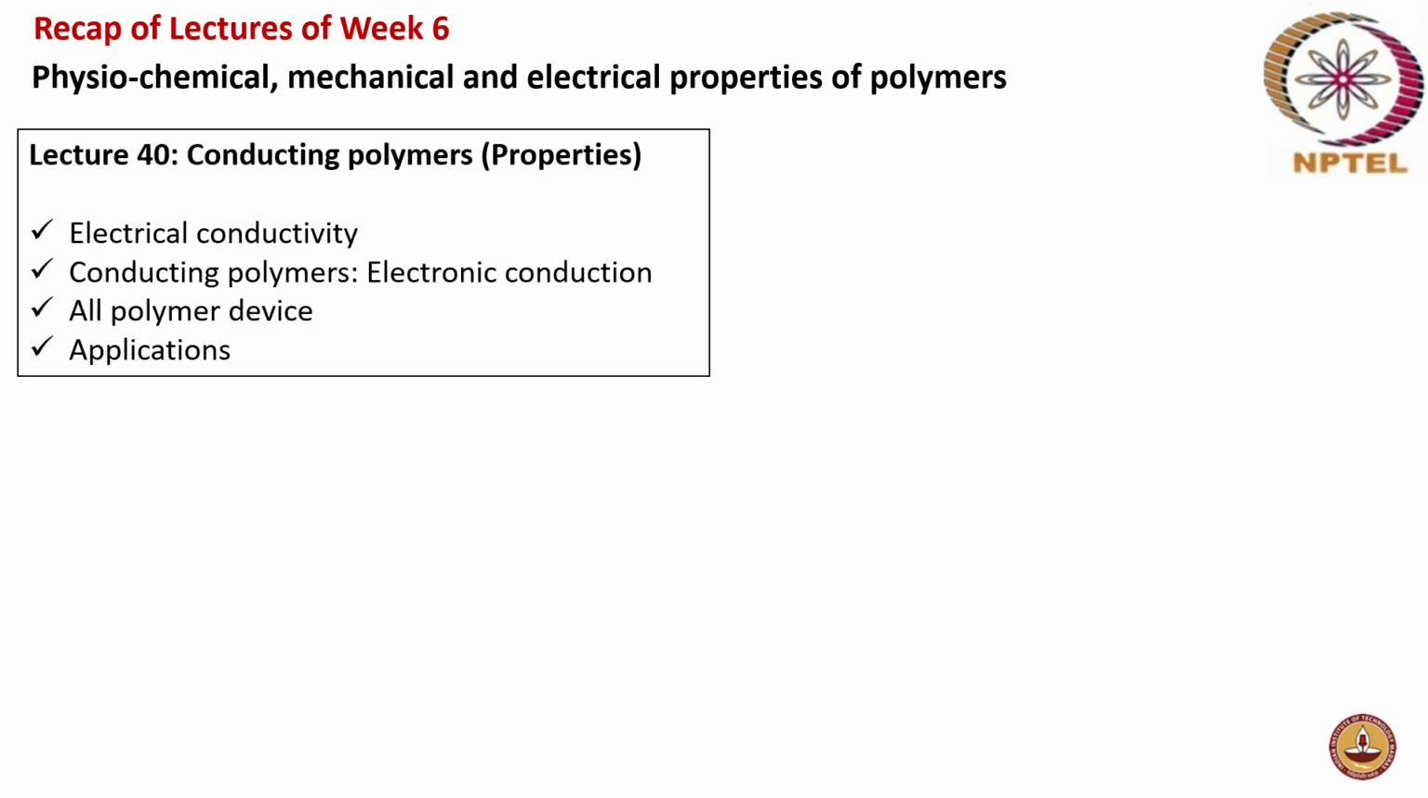The next lecture was on conducting polymers. So intrinsically conducting polymers, these polymers have conjugated bonds, that is the alternate single and double bonds. Okay, the electrical conductivity in polymers, the electronic conduction, and all polymer devices, where the electronic components and everything will be made up of polymers only. And then what are the different applications?